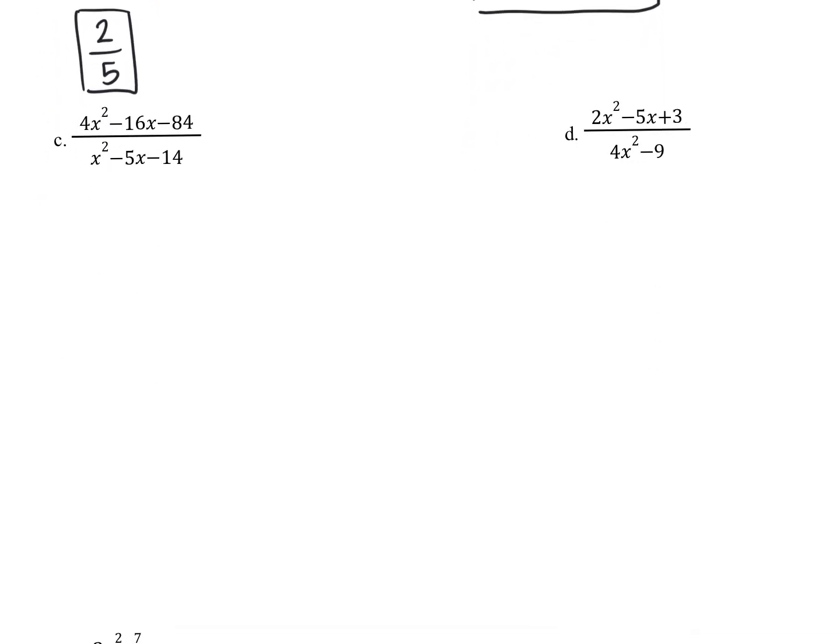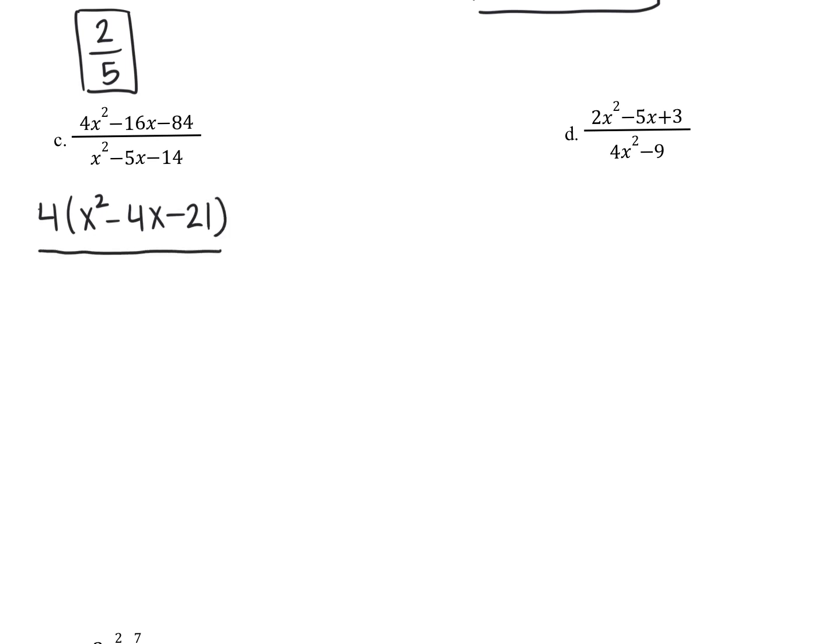Next example, 4x squared minus 16x minus 84 all over x squared minus 5x minus 14. So the first thing I'm going to look at here is, even though in the numerator the number in front of x squared is not 1, I'm not going to go straight to the box method because I'm going to look for GCF. And luckily, 4, 16, and 84 are all divisible by 4. So I'm going to factor out that GCF, and we get x squared minus 4x, then 84 divided by 4 is going to give us 21.